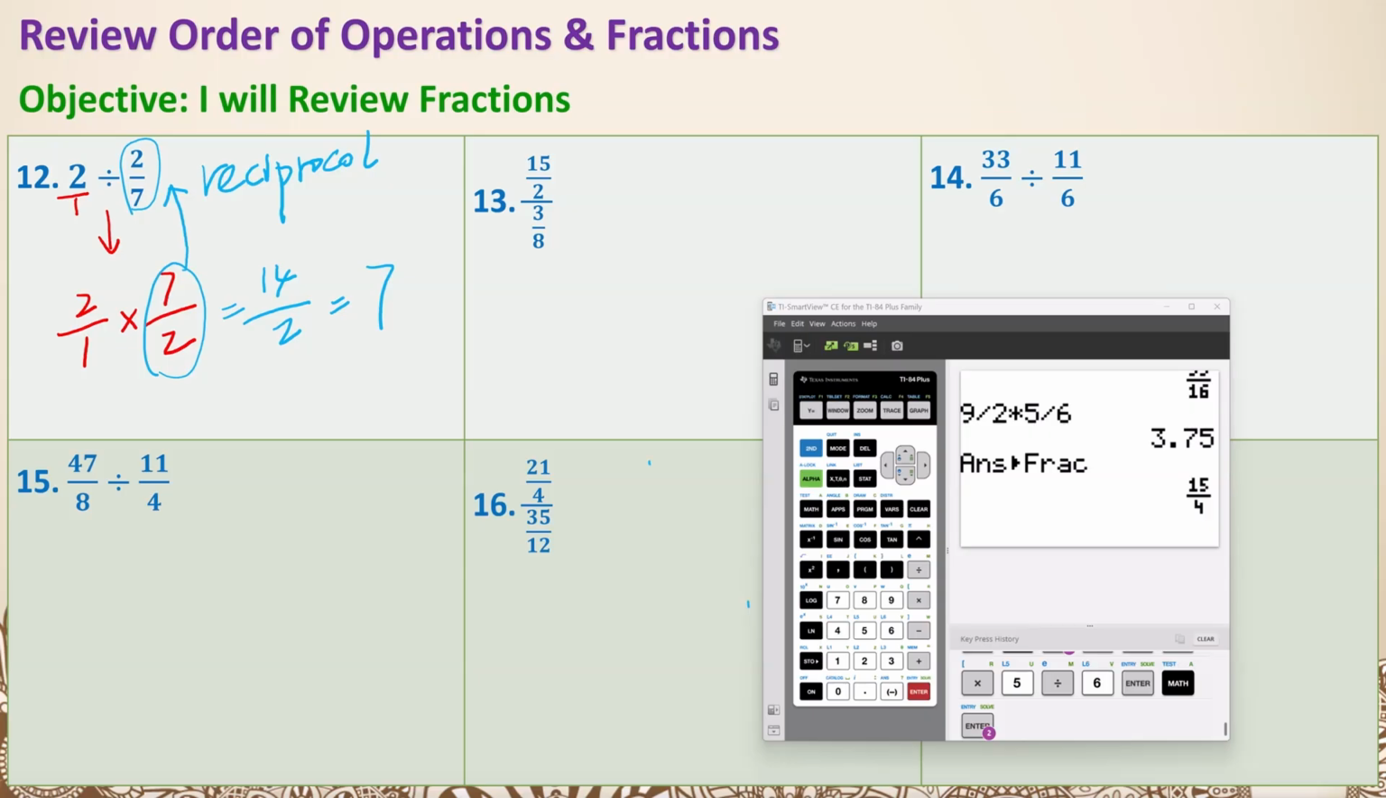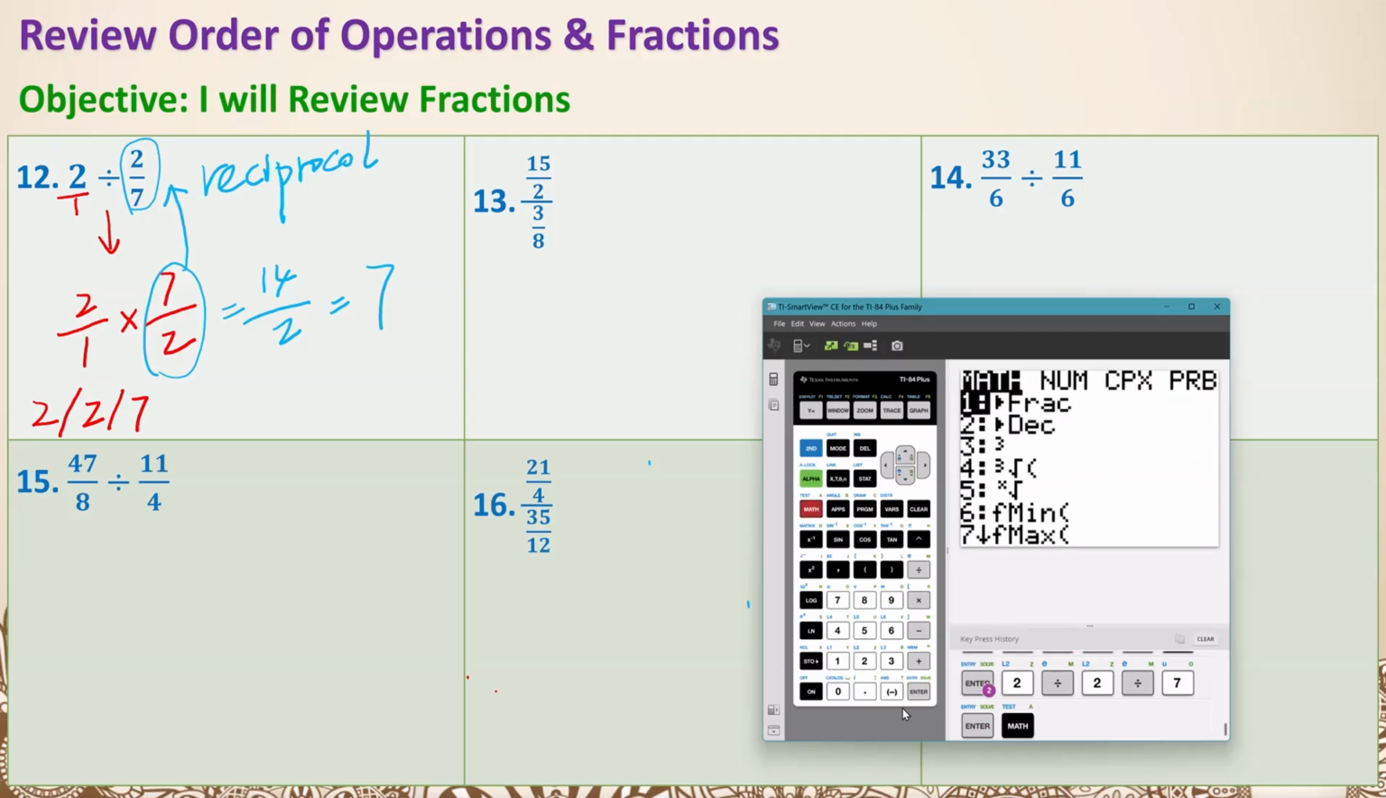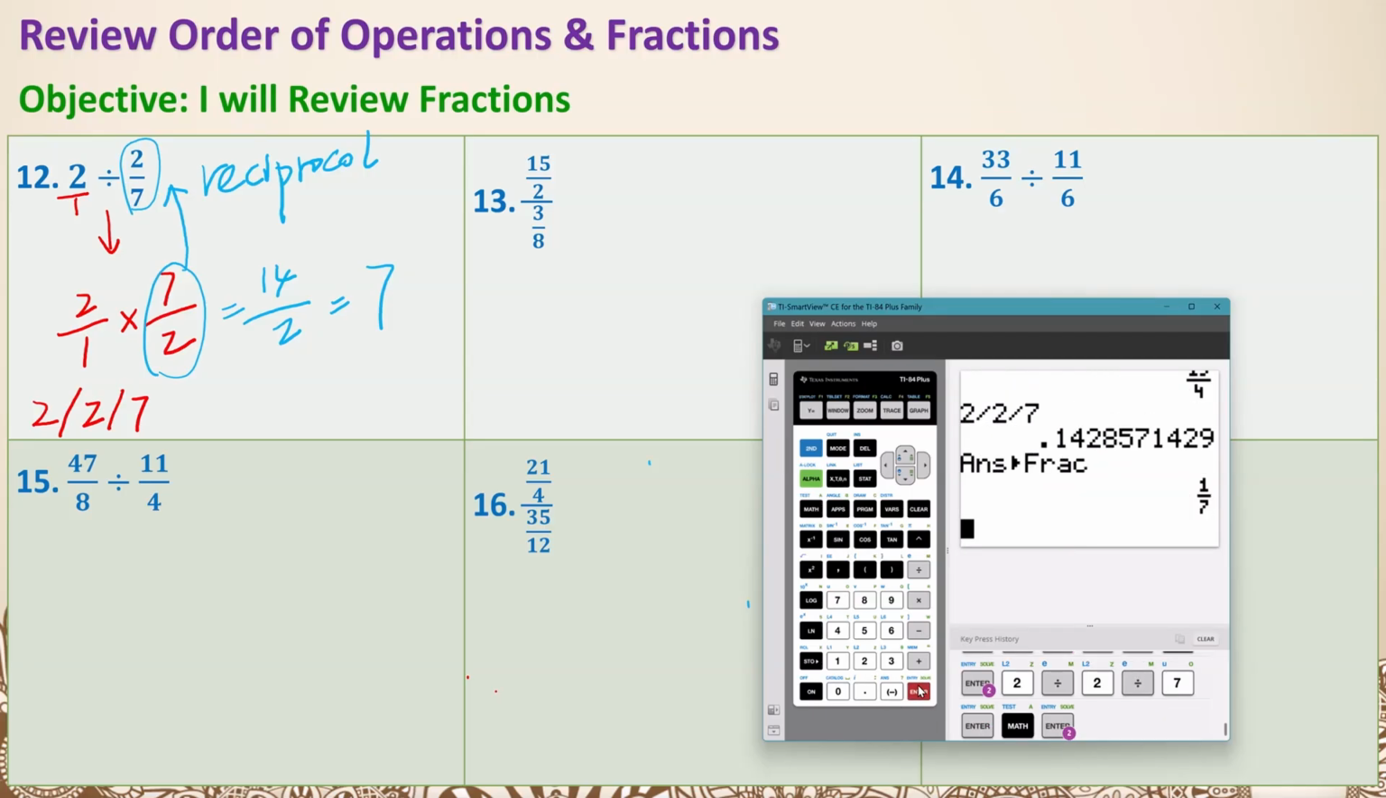Now, something I do want you to try with your calculator is, let's say you want to type this into your calculator. You maybe type it in as 2 divided by, and then you see, oh, it's 2 divided by 7. So I'm just going to do that. Okay, let's see what your calculator is going to give you. 2 divided by 2 divided by 7. Your calculator gives you a decimal. Let's change to a fraction. You see the fraction answer is going to be 1/7.